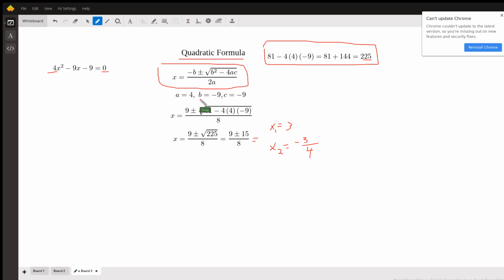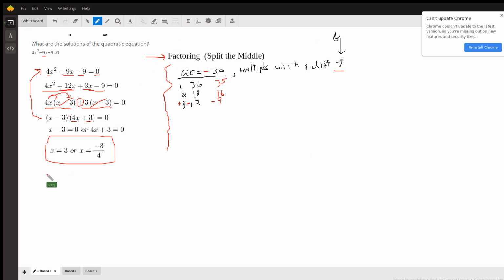Okay, so the choice is yours. Which technique to use? Normally, you would use factoring if you can identify the factoring quickly.